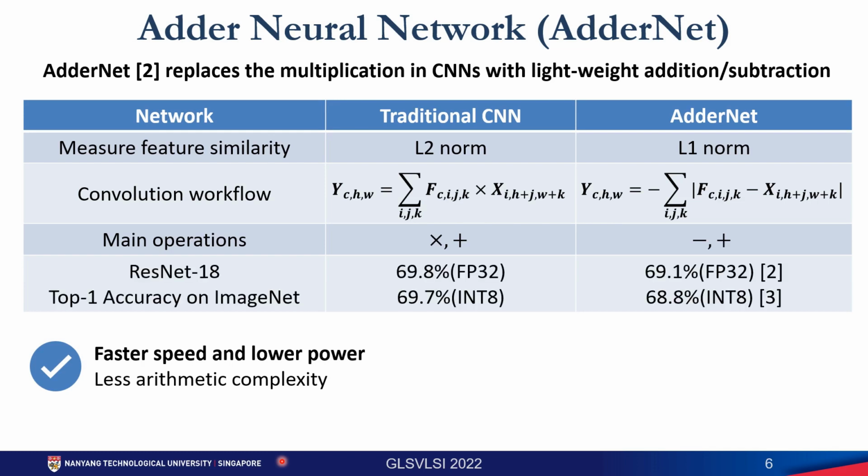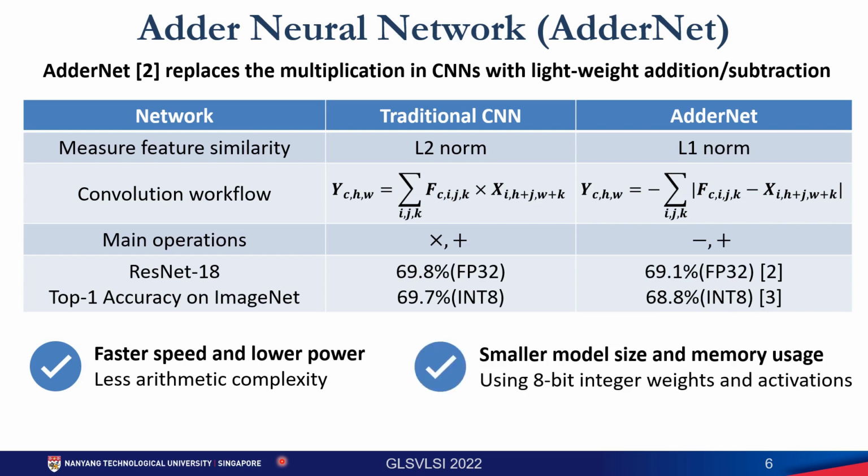Compared with using 32-bit values, using 8-bit integers can retain high accuracy and bring 4 times smaller model size and memory usage. Therefore, the quantized AdderNet can address the challenges of traditional CNNs on the software side.